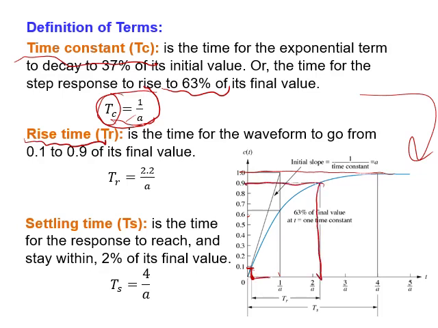The time between them here is known as the rise time. The rise time is the time to go from 10% to 90%, and it is calculated as 2.2 over the pole, 2.2 over A, where A is the pole. Now let's go to TS.